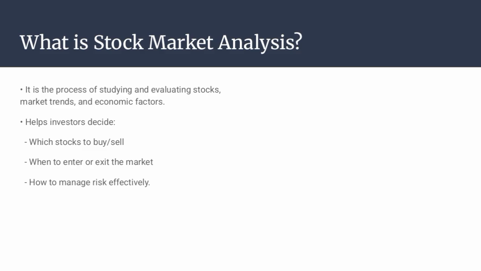Types of stock market analysis. There are three major types of stock market analysis. Fundamental analysis, which looks at the company's actual business and financial performance. Technical analysis, which focuses on stock price movements and trading patterns. Quantitative analysis, which uses mathematical and statistical models to find patterns or predictions. Let's understand each of these one by one.